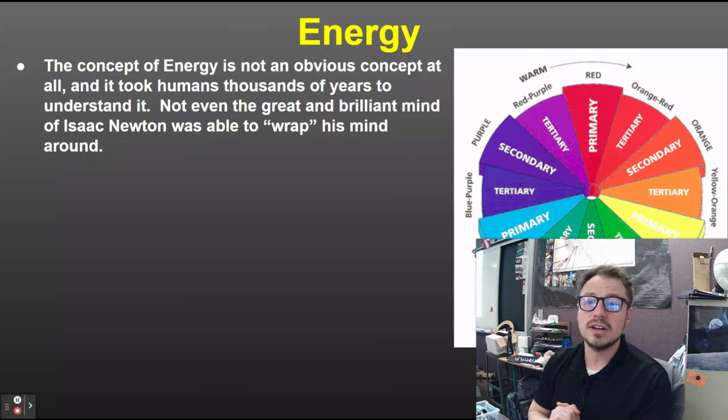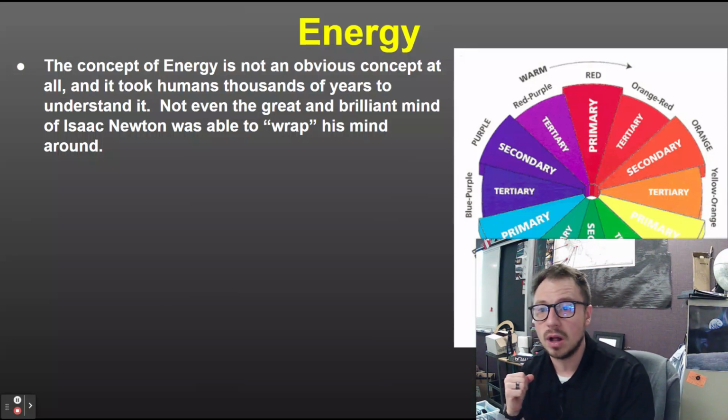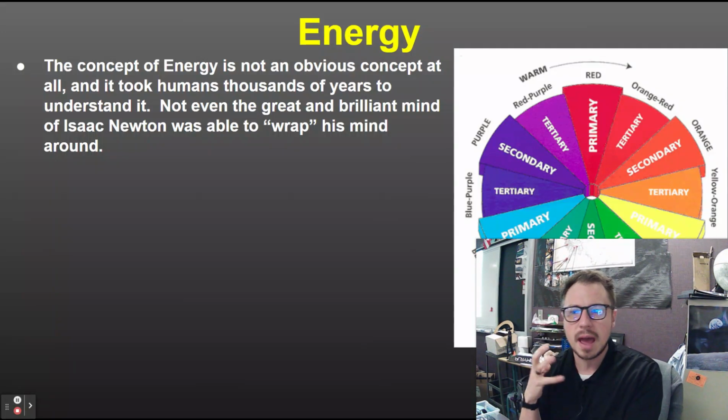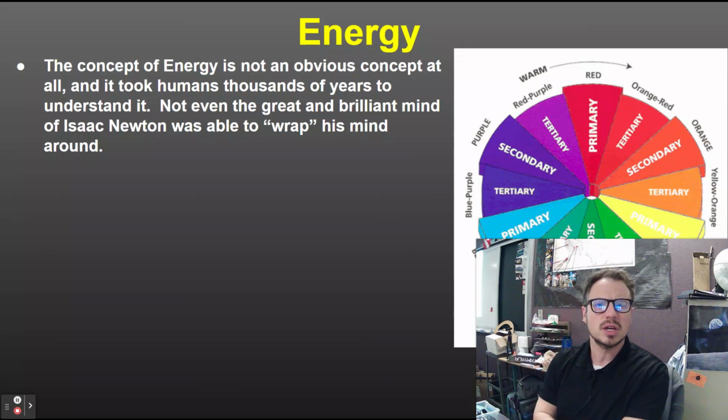Now, the concept of energy is not an obvious concept at all. In fact, it took us humans thousands of years to understand it. Not even the great and brilliant Isaac Newton was able to wrap his mind around it. He disagreed with it. He worked a lot with momentum and was like, I think momentum's good enough.